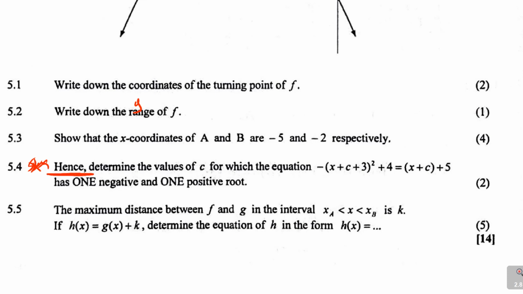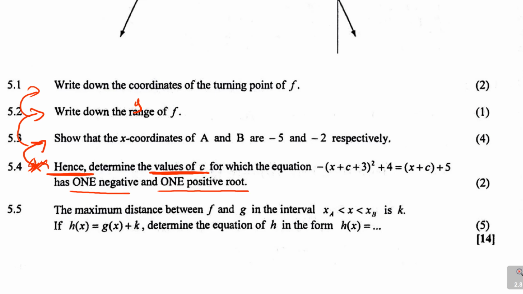Put a star. Hence, determine, hence. When they say hence, you must understand the word hence. If they say hence or otherwise, if they say otherwise, it means you can start from fresh and still get the answer. If they say hence, it means whatever you are doing is linked to the previous question or the previous questions here. Whatever you have been doing so far will help you answer this one. It says hence determine the values of C for which the equation this is equal to, plus 5, has one negative and one positive root. So it's not only one value, it's the values.